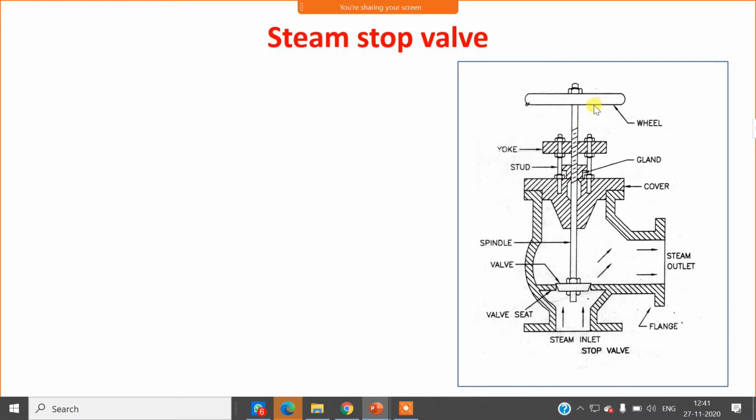Now this wheel is rotated manually when steam is required. When steam is required, this wheel is rotated in the anti-clockwise direction. It creates the opening of the valve. It lifts up the valve and creates an opening to supply steam to the turbine.